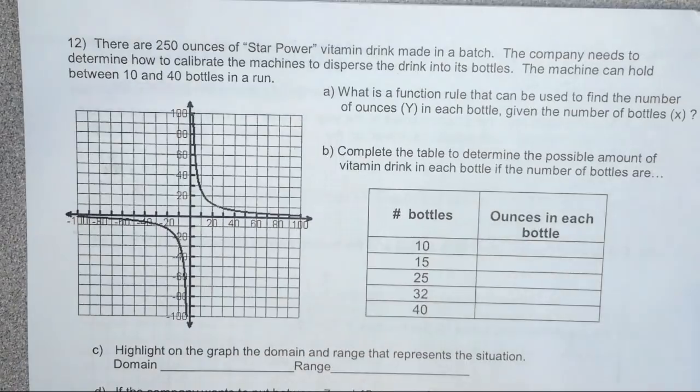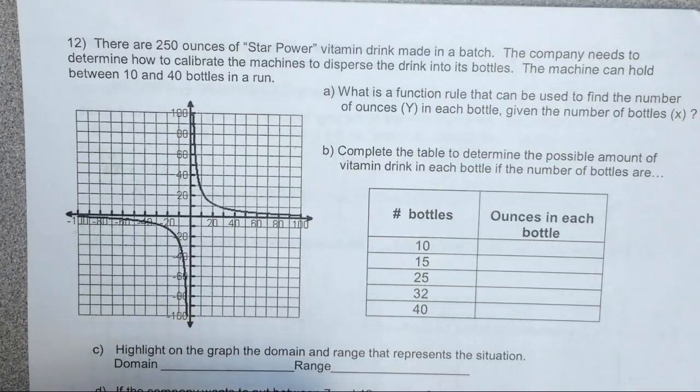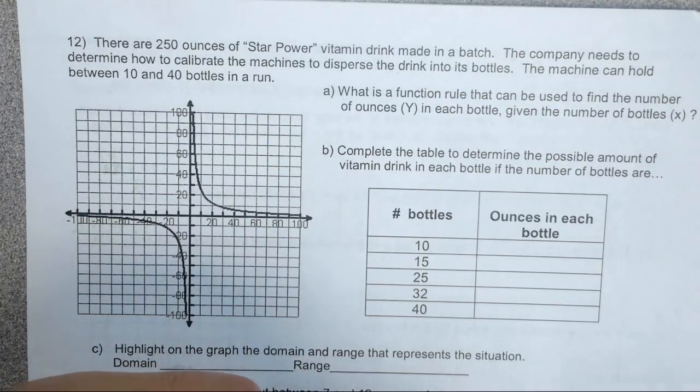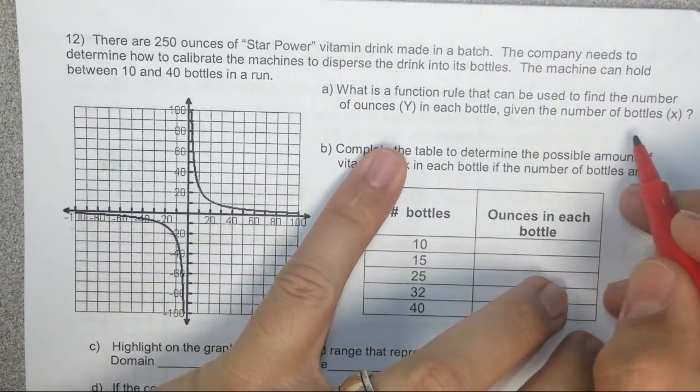Last page. Do some of these. There are 250 ounces of Star Power vitamin drink made in a batch. The company needs to determine how to calibrate the machines to disperse the drink into its bottles. The machine can hold between 10 and 40 bottles in a run. What is the function of E to find the number of ounces in each bottle given the number of bottles?